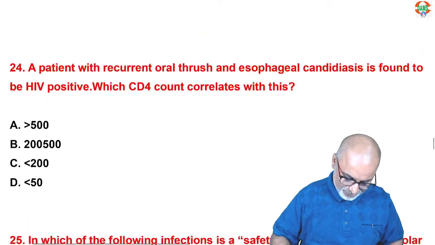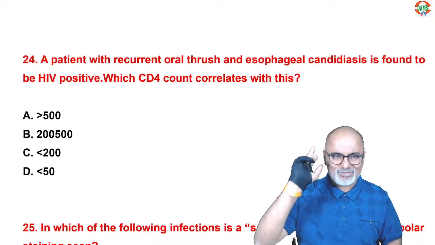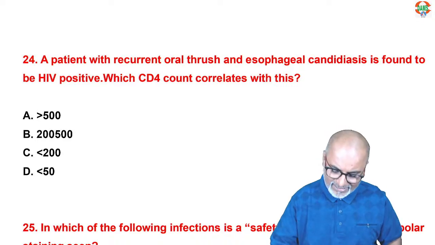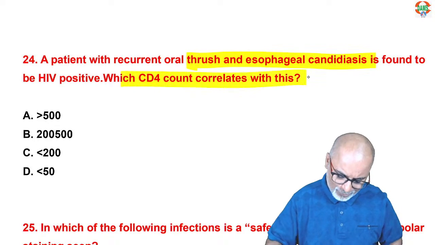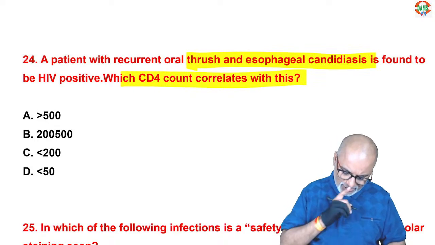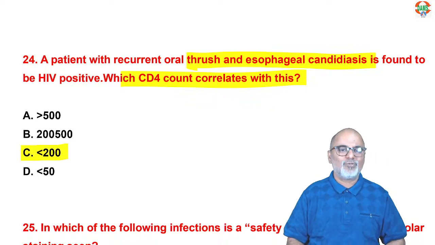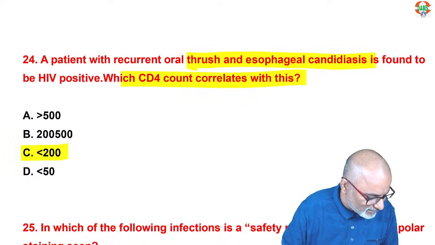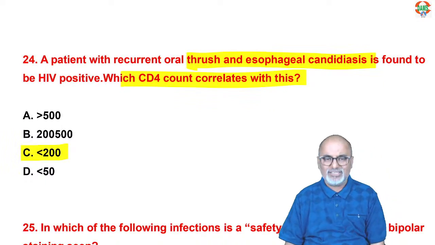Next, we need to change the decision. Nothing wrong in it. Do 100 mistakes here, not a single mistake in the exam. That's all. A patient with recurrent oral thrush, esophageal candidiasis. What is the CD4 count? Usually where the CD4 count is less than 200, you can get oral thrush and everything. Less than 200.